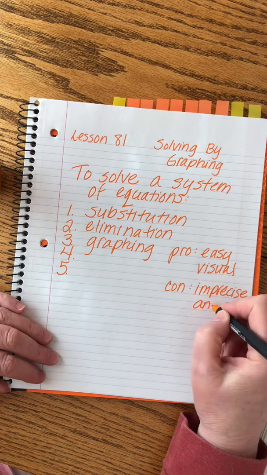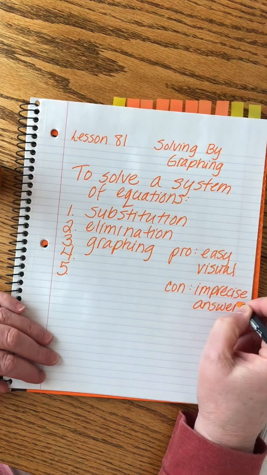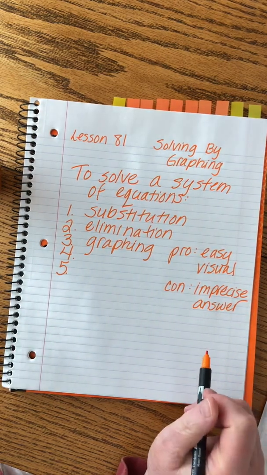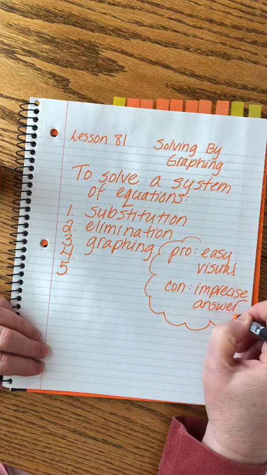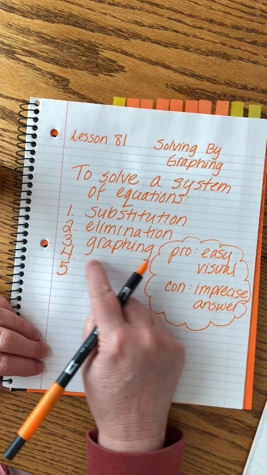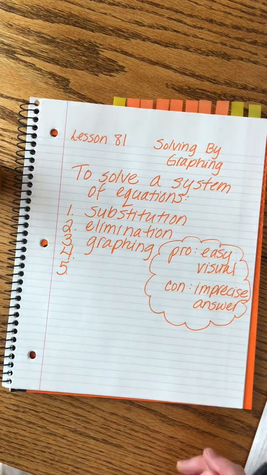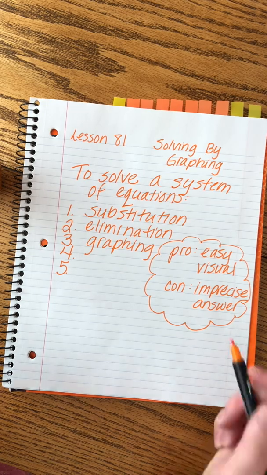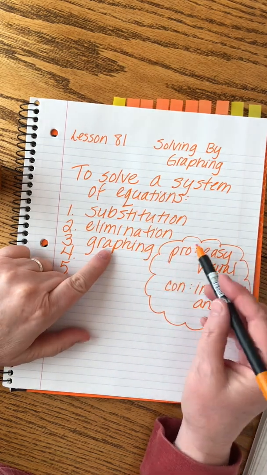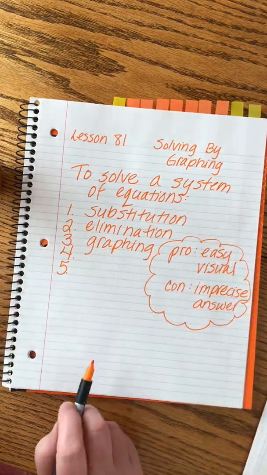It yields an imprecise answer, and that's why we don't like it. Substitution and elimination, as well as these other two that we're going to get to, give very precise answers, and that's why we prefer them. This is nice if you're trying to understand what you're doing and you want a visual picture of it.